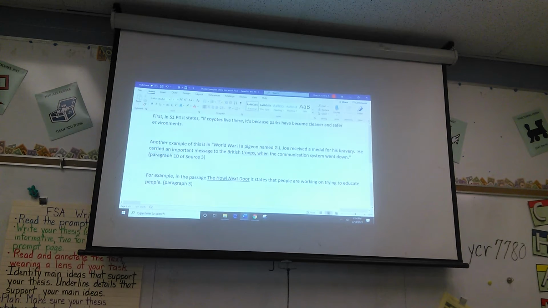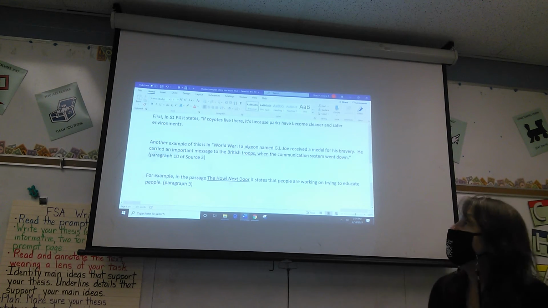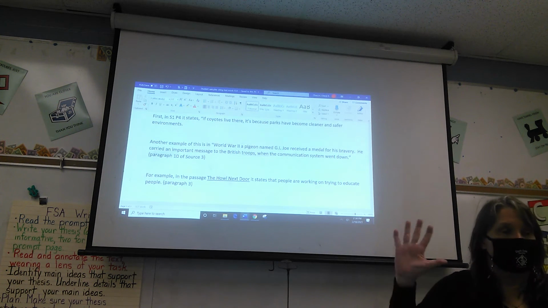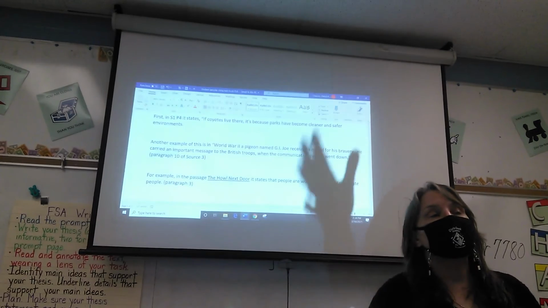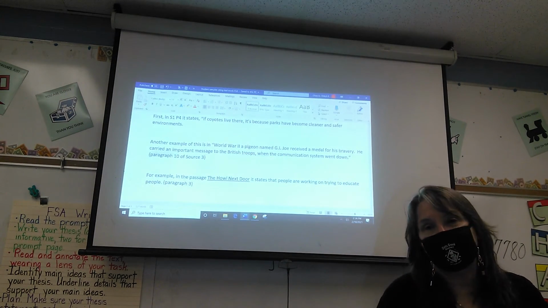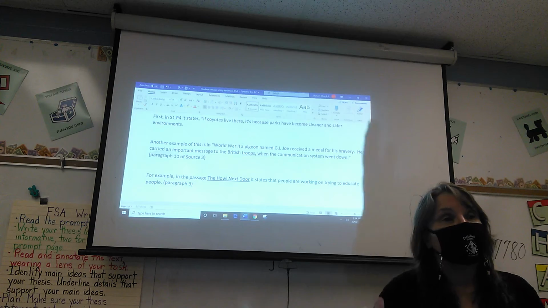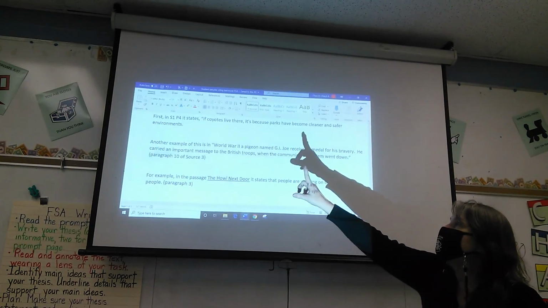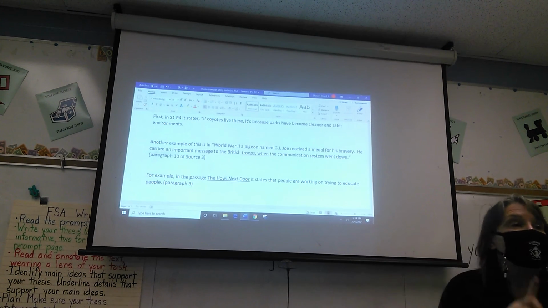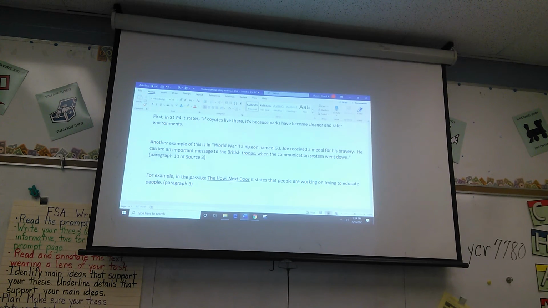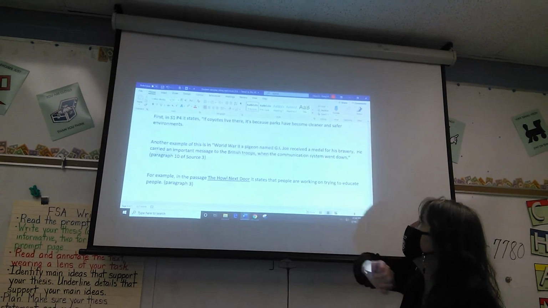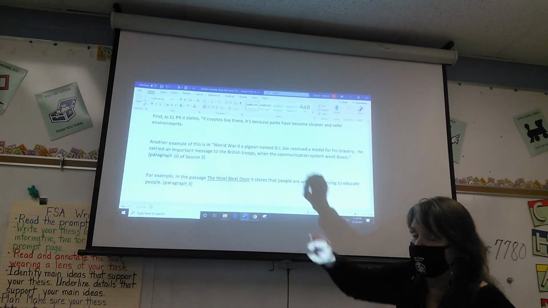First in S2P4, or I should say S1P4, okay, which, again, the author realized that they needed to cite the text evidence, which is good. However, they didn't do it effectively. So it should be written out. In source 1, paragraph 4, or in paragraph 4 of source 1, it should be written out. It states, if coyotes live there, it's because parks have become cleaner and safer environments. Okay? And they forgot the end quote there.